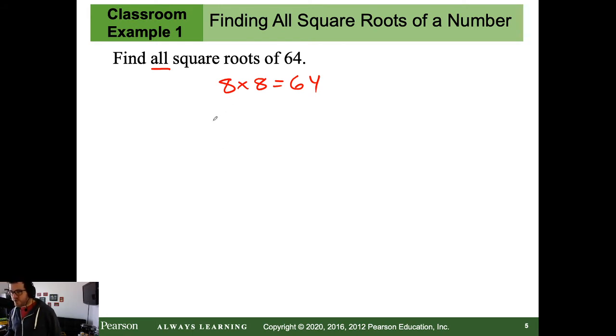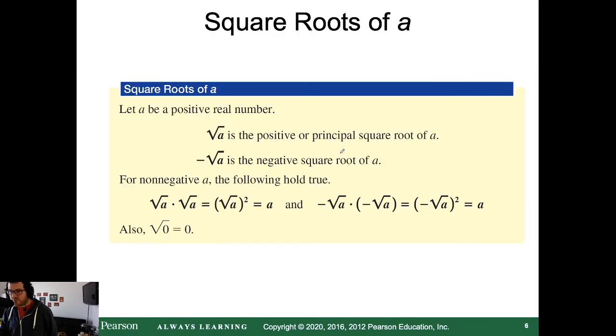Well, hopefully you guys remember what a negative times a negative is. So actually negative 8 times negative 8 is also positive 64. So my square roots are actually 8 and negative 8. So hopefully it made a little bit more sense. When we're talking about squares, the biggest thing here is remembering when we take a square times a square, where negative times a negative, we get a positive. So that's what this kind of chart says.